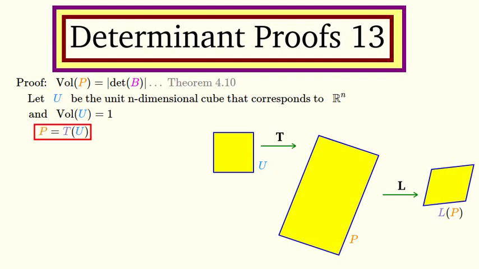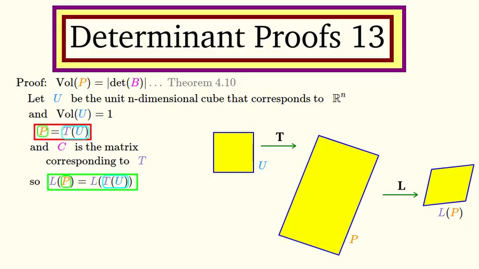We can write this statement that the linear transformation T applied to the unit cube U is equal to the solid P. We can see this from the diagram. And so we'll set C to be equal to the matrix corresponding to the linear transformation T. We can apply the linear transformation L to both sides so as to get this equation.